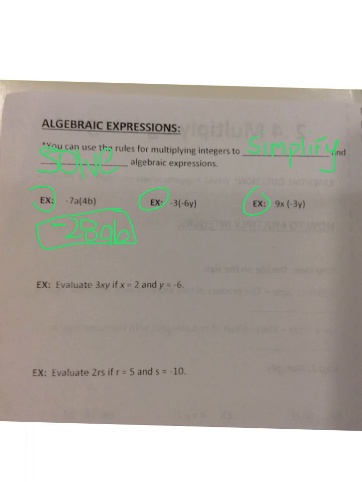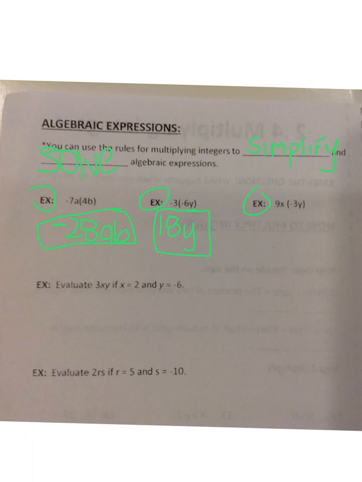Next example, we have negative 3 times negative 6y. Again, you're going to go ahead and multiply the coefficients by each other. A negative times a negative is a positive, and 3 times 6 is 18. Don't forget to include that y.